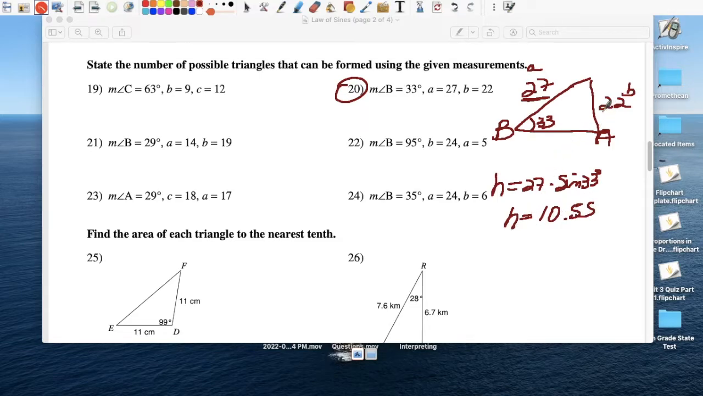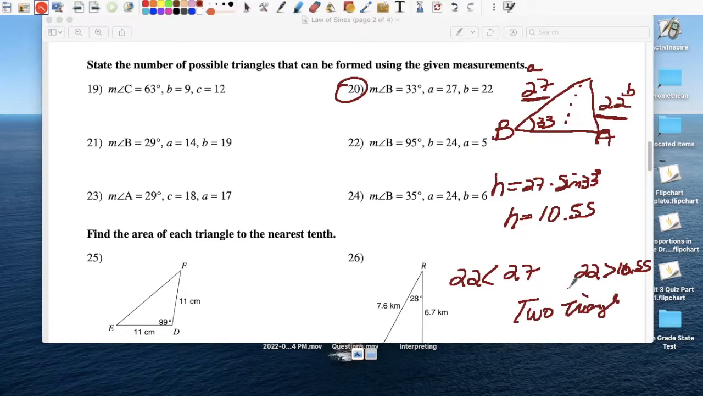So let's compare. We're going to compare this guy here, 22, to 27, and then we're going to compare 22 to the height, which we just found, which is 10.55. So 22 is less than 27, and 22 is greater than the height, 10.55. Okay, so it's also going to be two triangles. Okay, so 20 and 23 are done, and we did nothing with two triangles, so we'll work on that on Monday.